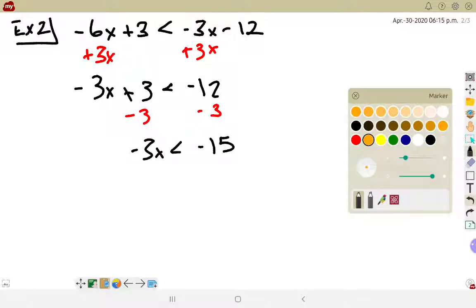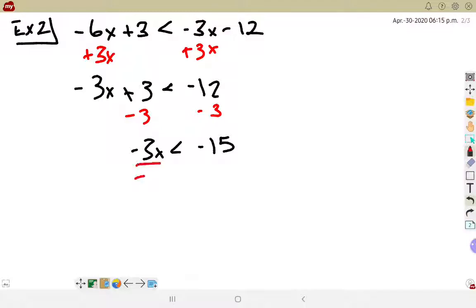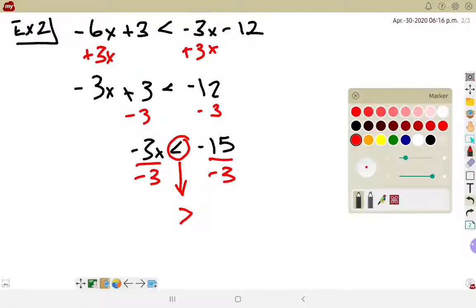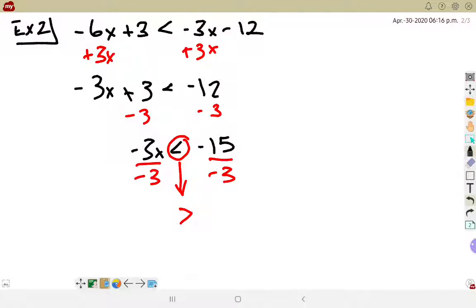And then I'm going to divide both sides by negative 3. As soon as I say that, divide both sides by negative 3, that should be an immediate red flag. I want to reverse my inequality symbol. As soon as you're dividing or multiplying both sides by something negative, your inequality symbol must flip. So I still have my x on the left. Negative 15 divided by negative 3 would be positive 5.